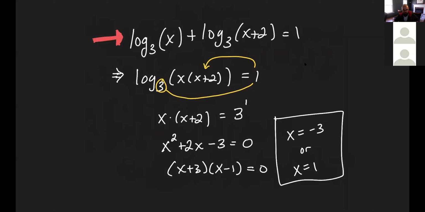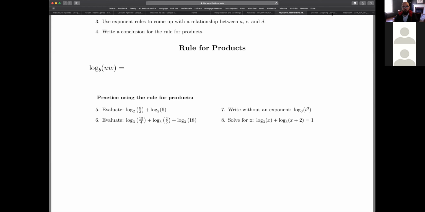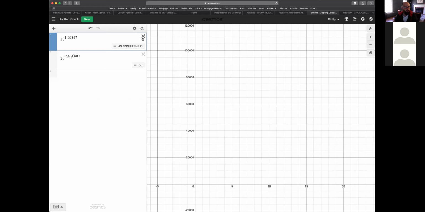And so this is a place where I think Desmos can help us. So we're going to go ahead and go to Desmos. We're going to plug in 1 into these and see what happens. All right, so let's bring up Desmos.